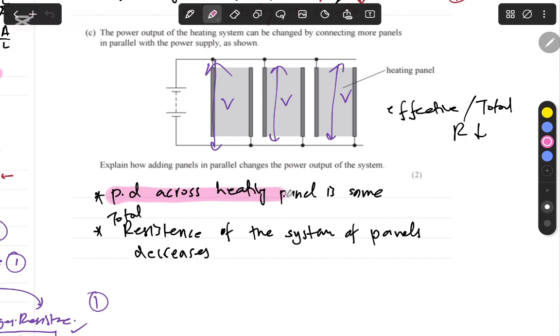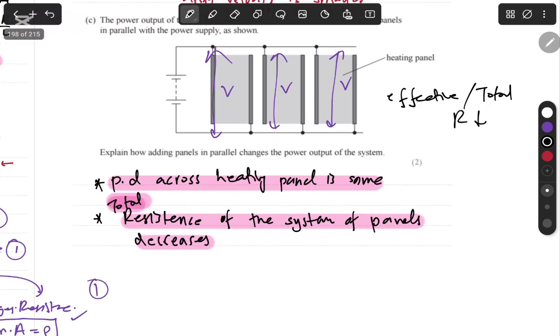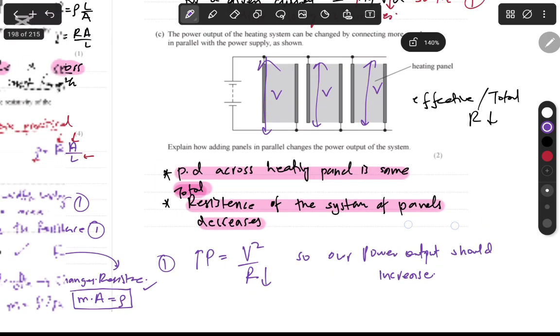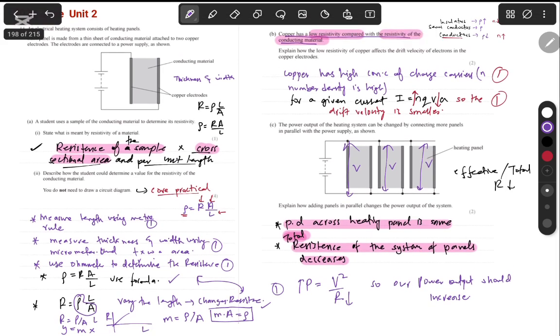So here are the 2 points. I've written them in the context. The PD across the heating panel is the same, and then the total resistance of the system of panels decreases. So PD across each of the panels is going to remain the same, and the overall or the total resistance of the system will decrease. And we can say that P is equal to V squared over R. So if our resistance decreases, our power output should increase. Okay, so hope all of these make sense. You can just go through them.